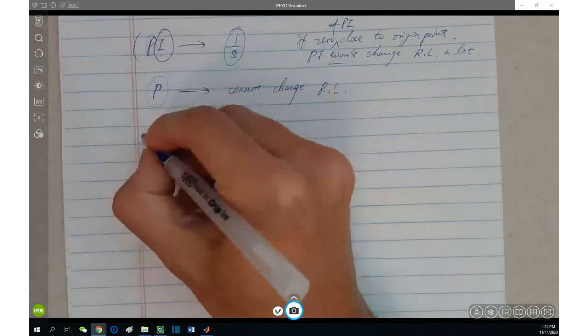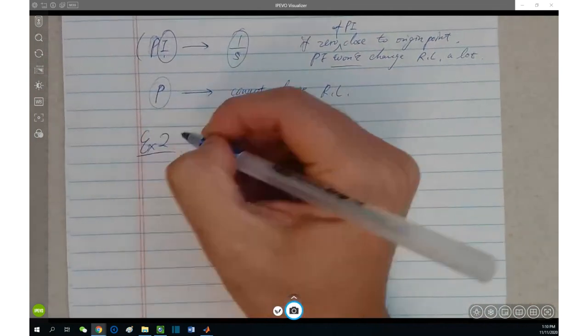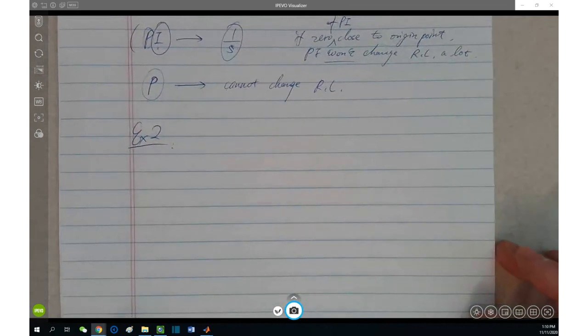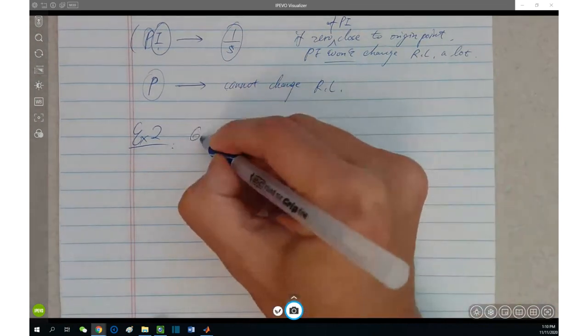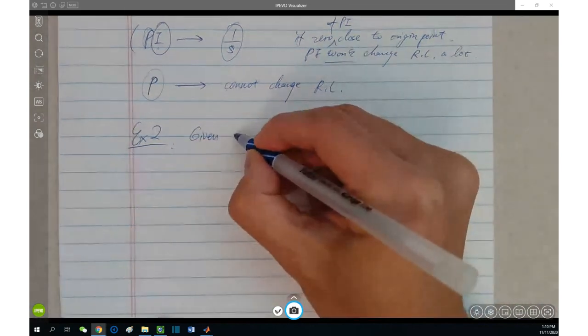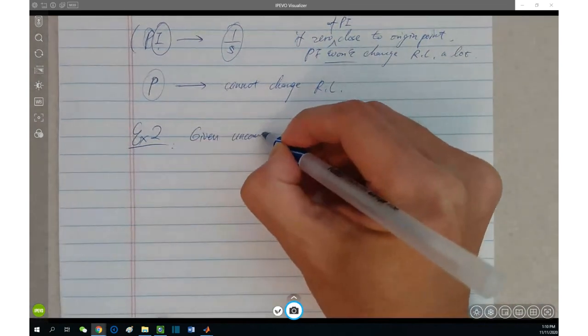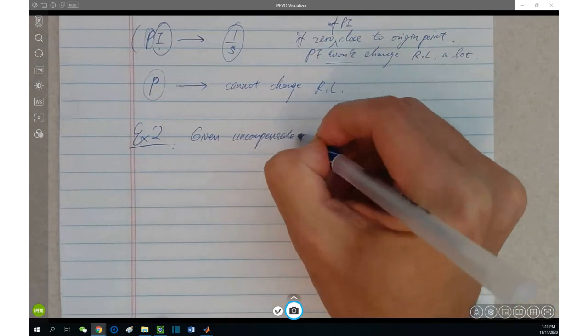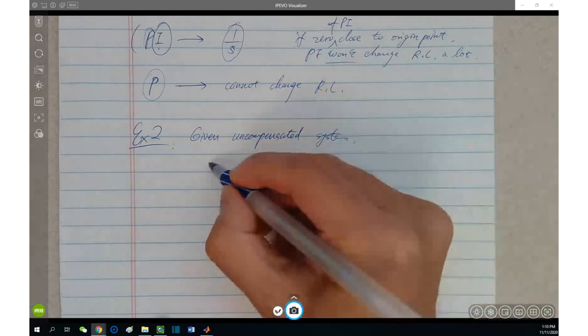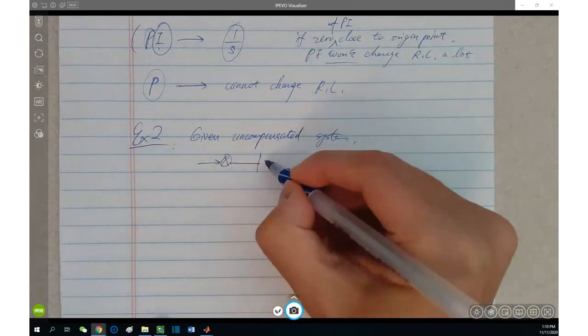But example two, as I said at the beginning today, is something very close to one of the problems in midterm three, okay? So this is how to design a PD controller, given an uncompensated system like this, another block diagram.